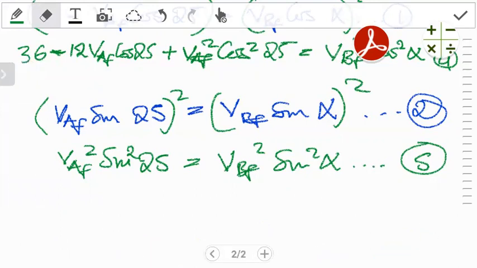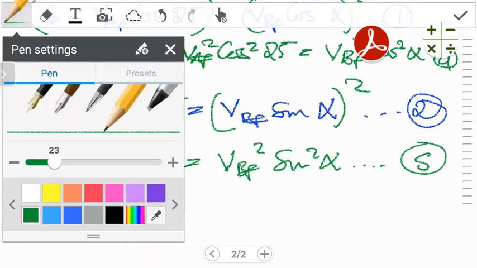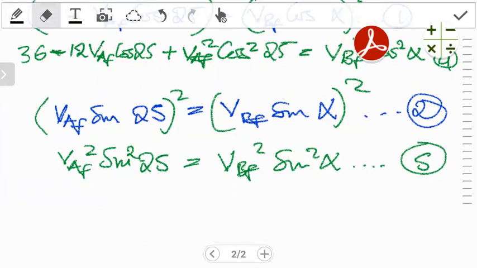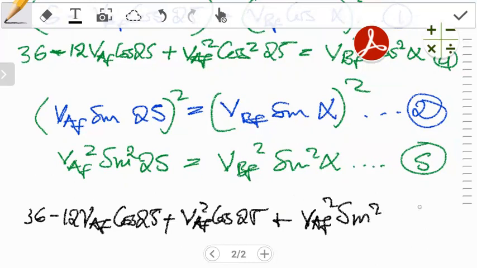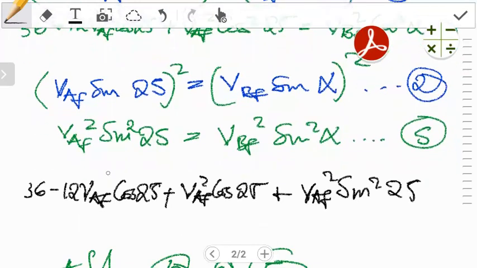So when you add 4 and 5, what happens is the left hand side, we have this, which becomes 36 minus 12 VA final cos 25 plus VA final squared cos squared 25, plus this term from 5, which is VA final squared sine squared 25. So this is just the left hand side.